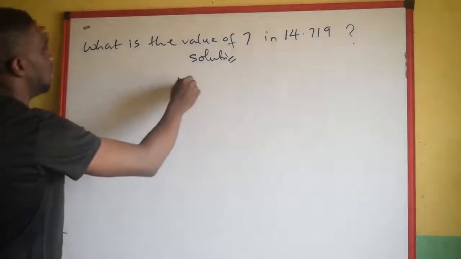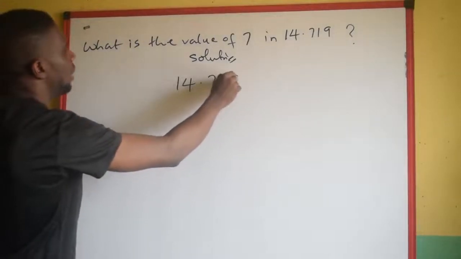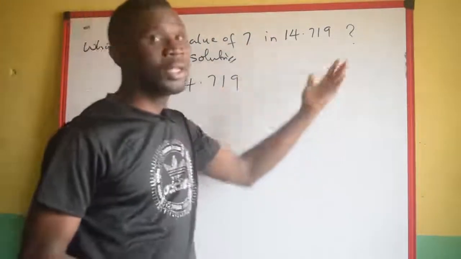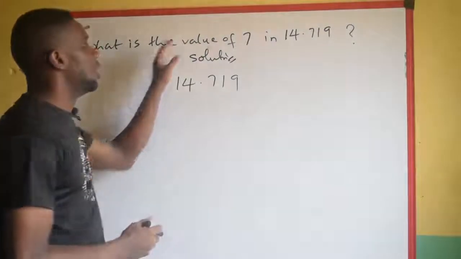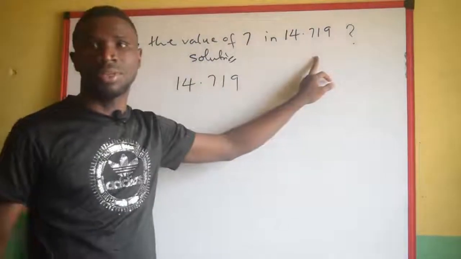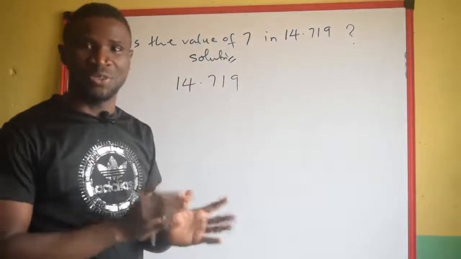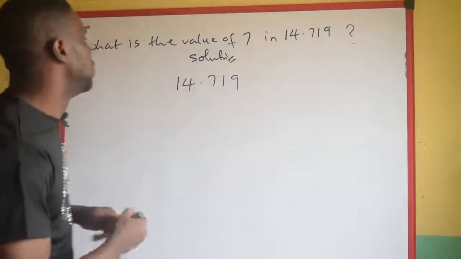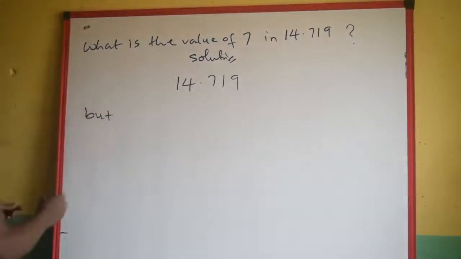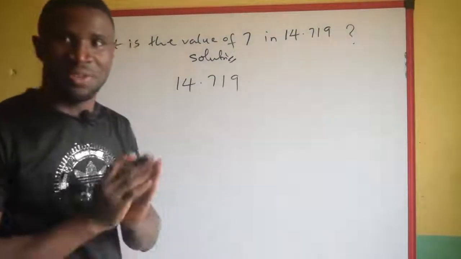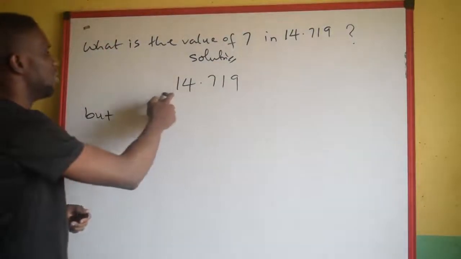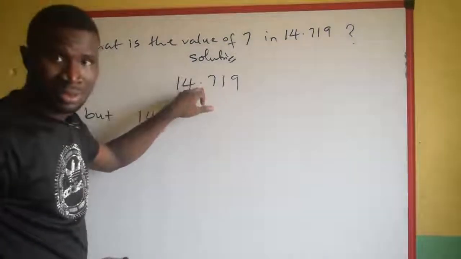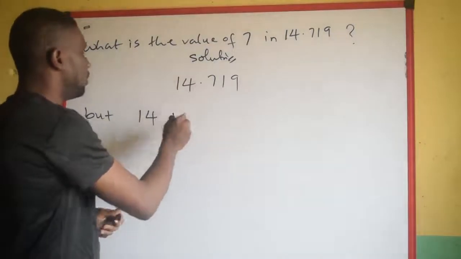All we need to do is bring it down. We have 14.719, and the question asks for the value of 7 here. If you check again, this 7 falls after the decimal point, so we use the previous technique. You just write down the numbers before the decimal point. There are just two numbers, 1 and 4, which is 14. Immediately we get to the decimal point, we write down plus.